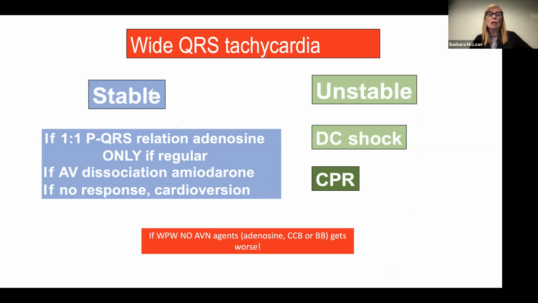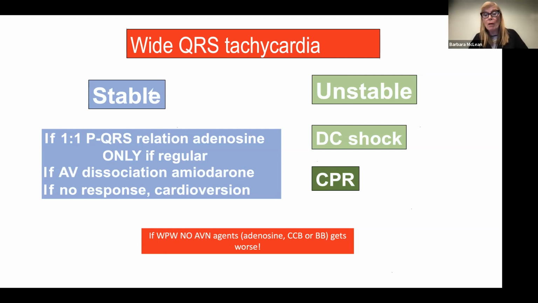If I give adenosine 6 and then 12, and the patient doesn't get better or they get worse, I now have a diagnosis. This is an accessory pathway. Adenosine, calcium channel blockers, and beta blockers should not be given to the patient. So I'm not telling you everybody is going to diagnose that you have an accessory pathway. They're not going to. How we're going to find out is when we treat the patient and they get worse or they don't get any better.